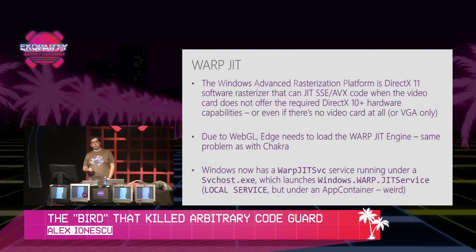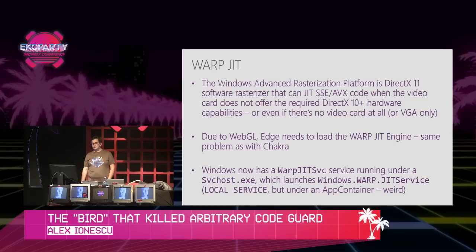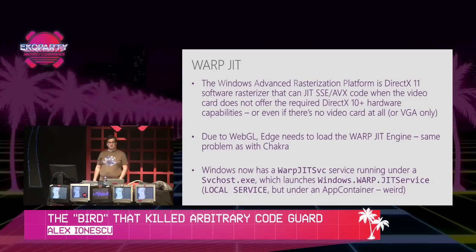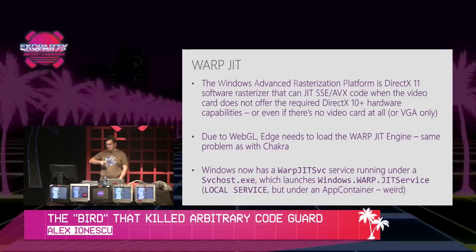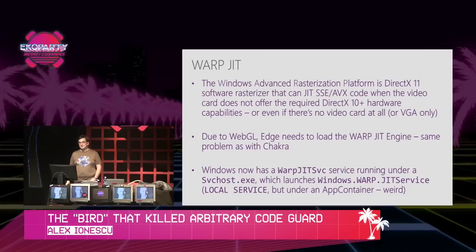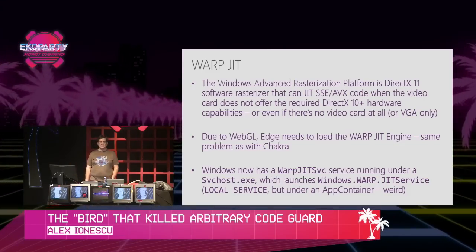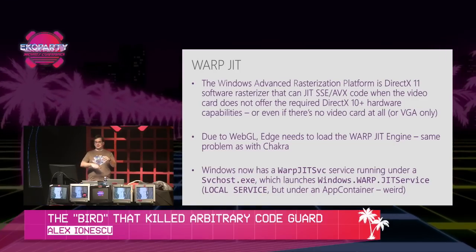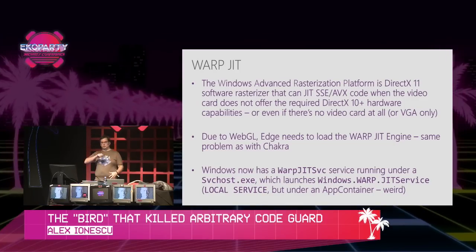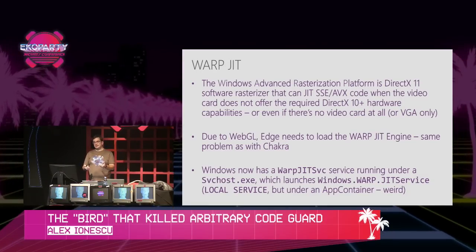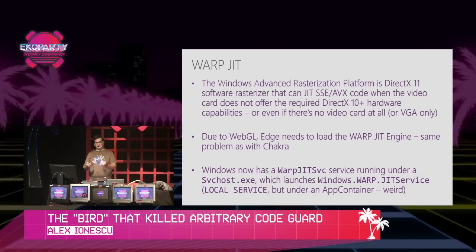There's also something called Warp, which I'm sure many of you are probably not familiar with. Warp is the Windows Advanced Rasterization Platform. And at parties, you should take shots and say that 10 times as fast as you can. This is the DirectX 11 software rasterizer. This basically looks at your video card, and if your video card can't do, I don't know, third-party quaternion time-shifting operations, it can JIT SSE or AVX code to do it on the CPU.